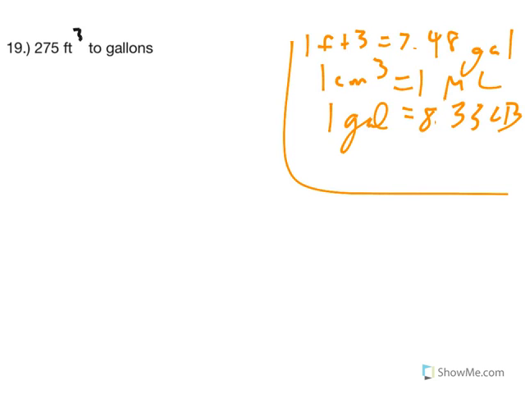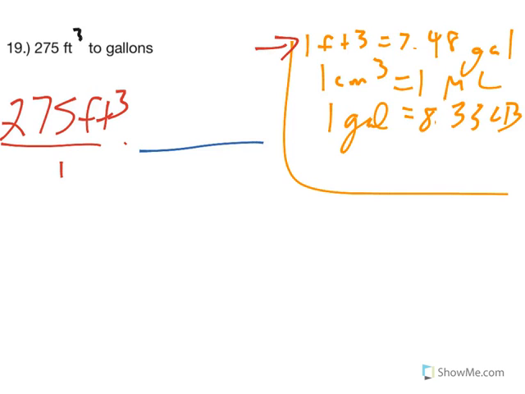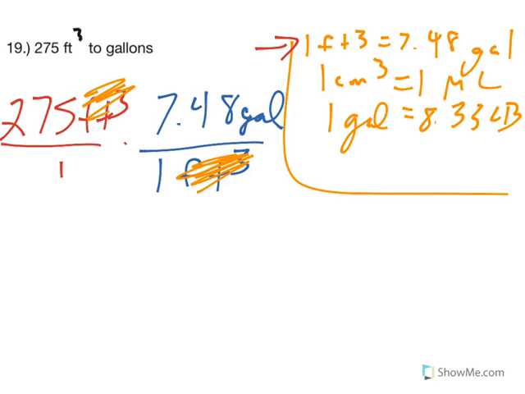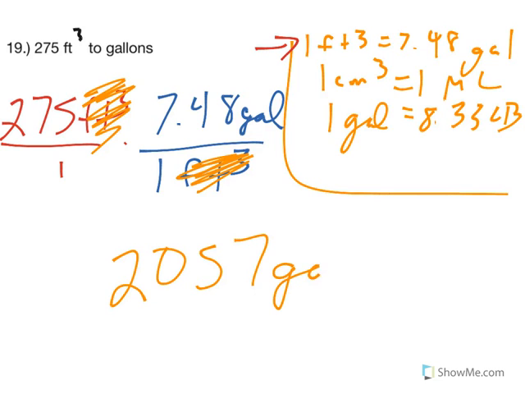So 19, we want to take 275 cubic feet and change it to gallons. I can use this top one because that tells me that 1 cubic foot is 7.48 gallons. So you can see that cubic foot cancels out with cubic foot. My numbers are on the top, so I multiply, and I get 2,057 gallons.